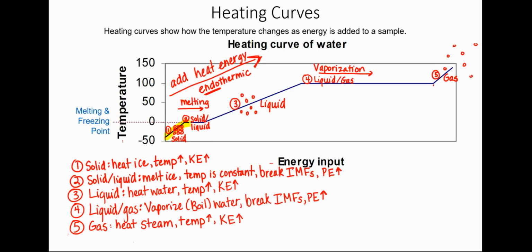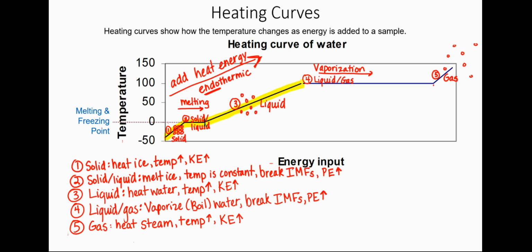Then at step two, we're going to be flat line during the phase change until all of the solid is liquid. And at that point, right here, all of the solid is now liquid. So now we are all liquid. Once we are all liquid, we can go ahead and continue heating to 100 degrees Celsius.